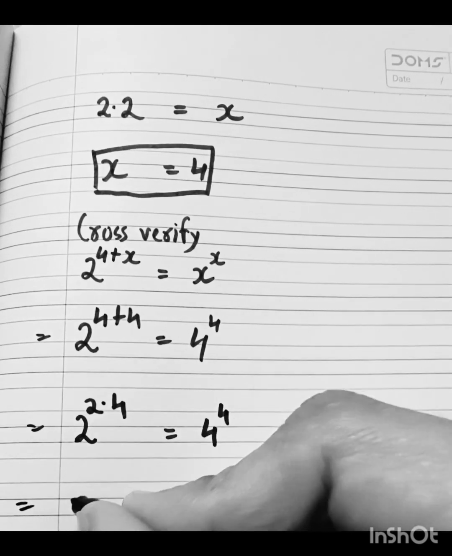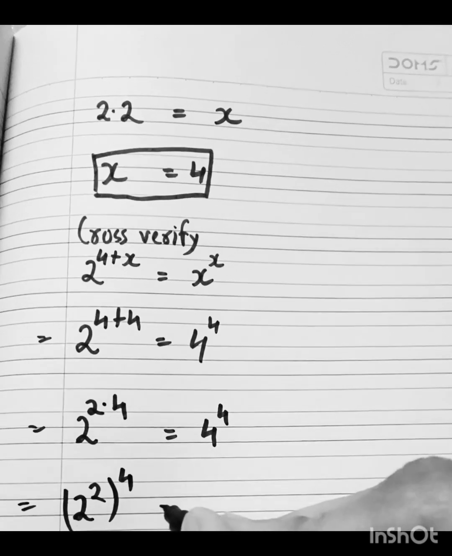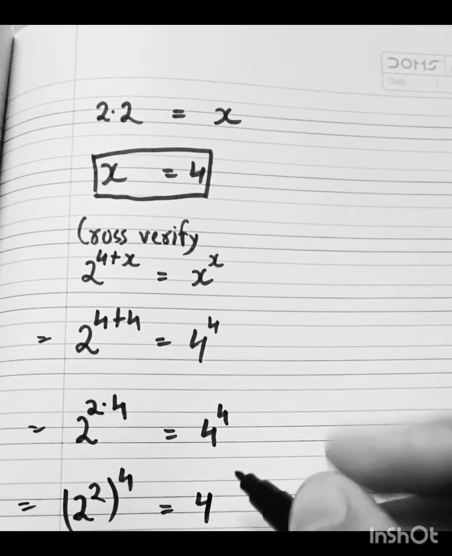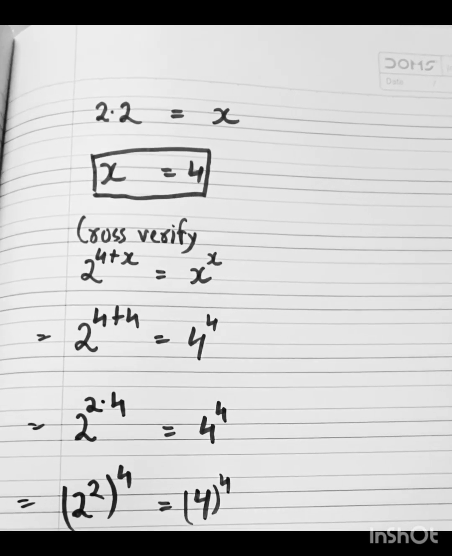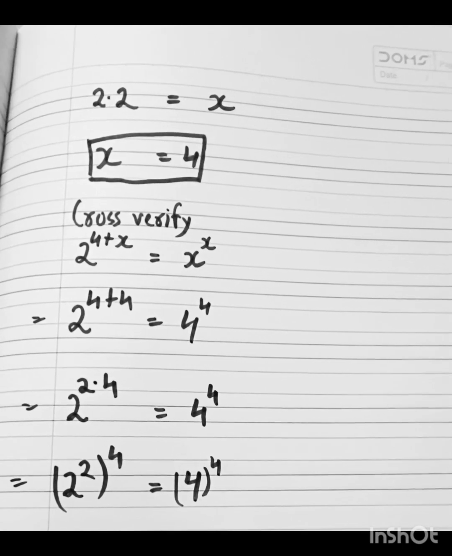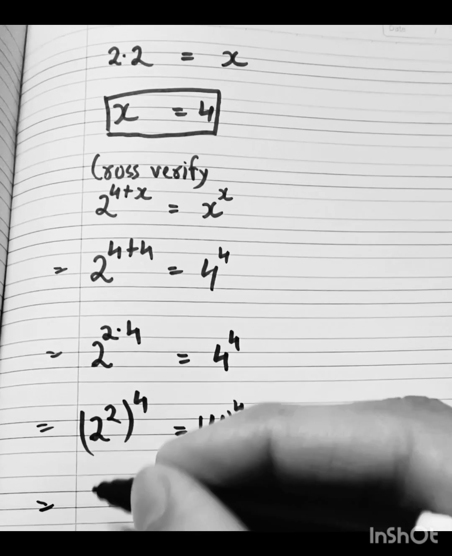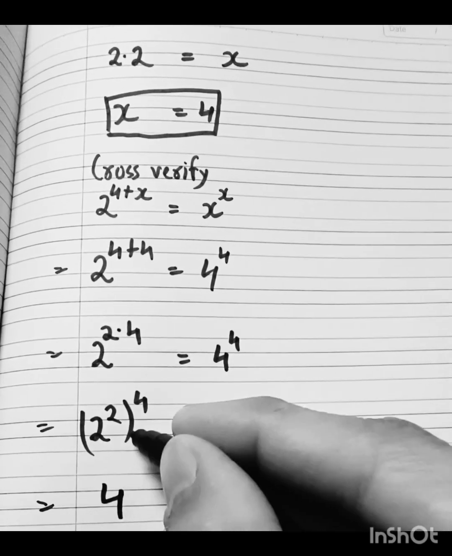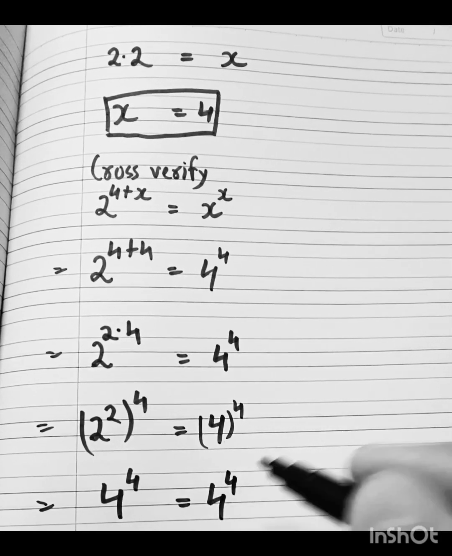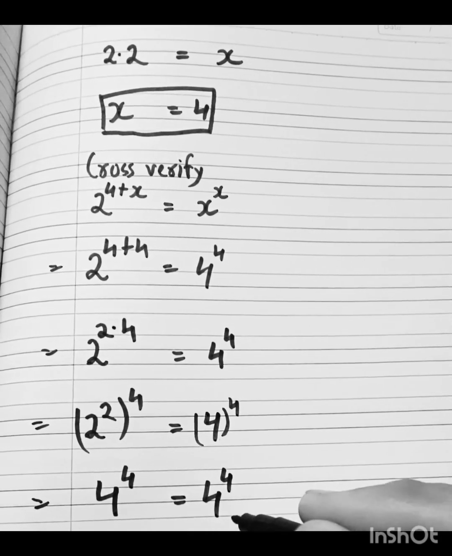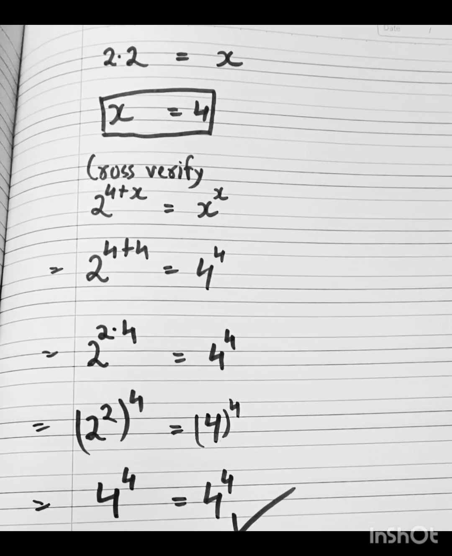Now we can write 2 to the power of 2 whole to the power of 4 equals 4 to the power of 4. So 2 to the power of 4 means 4, and 4 to the power of 4, and here 4 to the power of 4. So by this we can say the solution is correct. We have solved this question correctly.